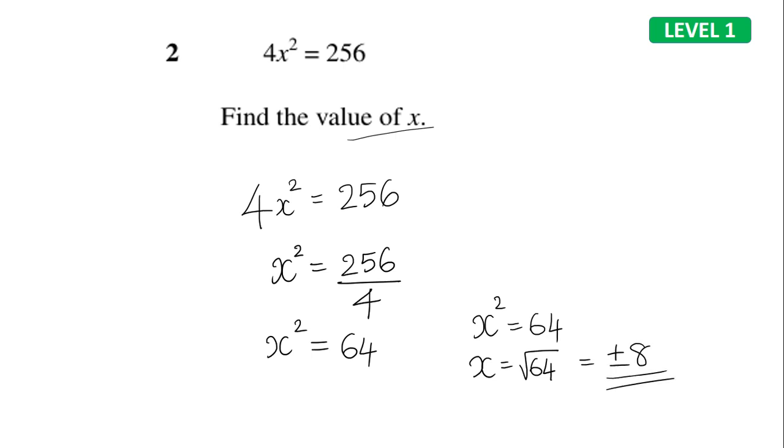For students who ask me why am I taking a plus or minus, because you have to remember this minus 8 squared is also 64, and if it's a plus 8 squared, it is also 64. So this is the reason why your final answer or the final value for x is equal to plus or minus 8.